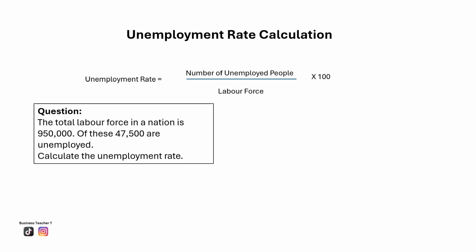The total labour force in a nation is 950,000. Of these, 47,500 are unemployed. Calculate the unemployment rate. You could pause the video now if you'd like and calculate the answer. We know that the formula is the number of unemployed people divided by the labour force times by 100. The number of unemployed people here is 47,500. We divide that by 950,000 and times that by 100, and that gives us an answer of 5%. The unemployment rate is 5% in this scenario.